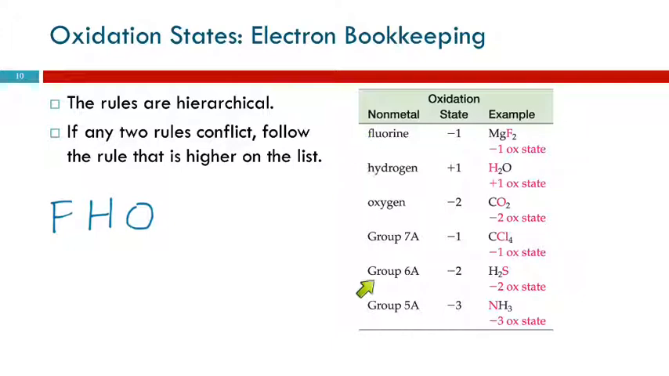So that's the order. And how do you know what the oxidation state is? The oxidation state is the same as the charge that it would have as an ion. So fluorine would like to be -1, hydrogen would like to be +1, oxygen would like to be -2, group 7 -1, group 6 -2, group 5 -3. So this is not really anything new, it's just the order that we have to remember.